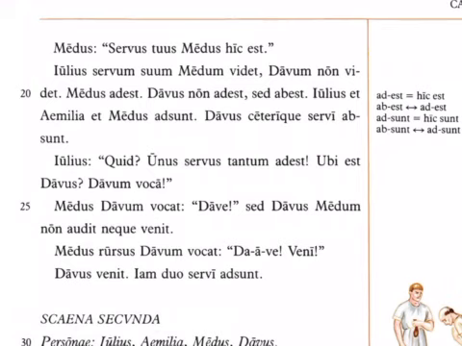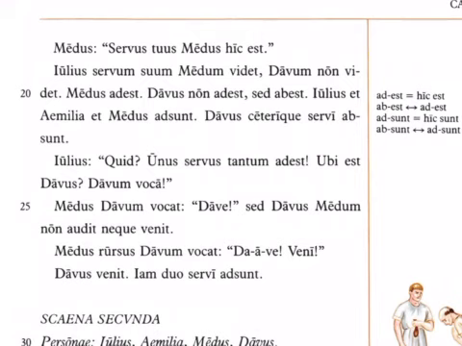Okay. Going on, Julius et Aemilia et Medus adsunt. Julius and Aemilia and Medus are present. Davus ceterique servi absunt. Davus and the rest of the slaves, ceterique servi, are absent, are not there. Then Julius says, Quid? What? Unus servus tantum adest? Only one slave is here, is present? Remember tantum, new word meaning only. Ubi est Davus? Where is Davus?